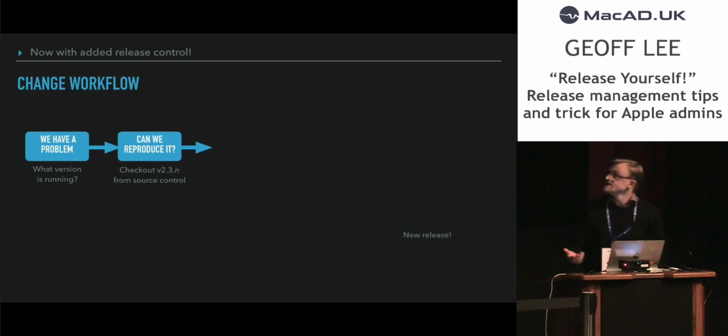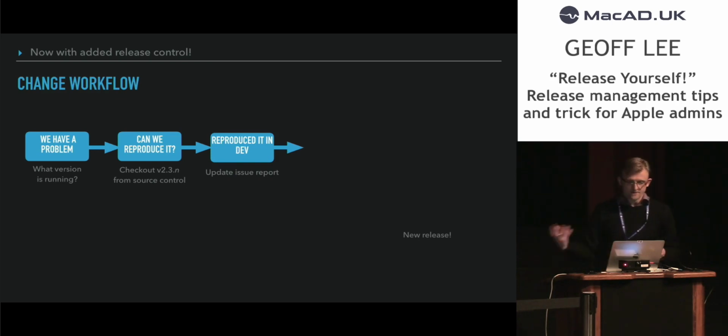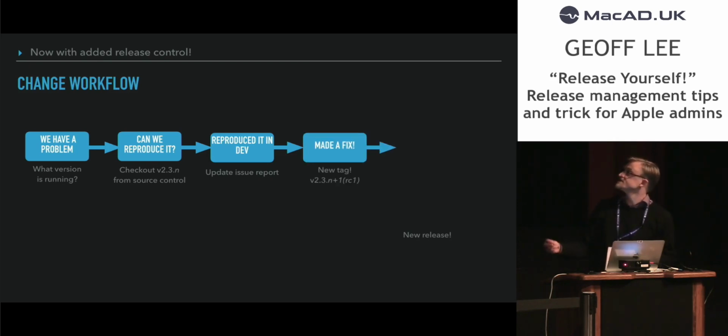We check out that version from our source control into our development environment to work out if we can reproduce it. Once we reproduced it in dev, great. Because we're using GitHub, we can now do things like update an issue report potentially in GitHub. We can open a ticket and do whatever we want to do, but we have a version to refer to now. So we made a fix, great.